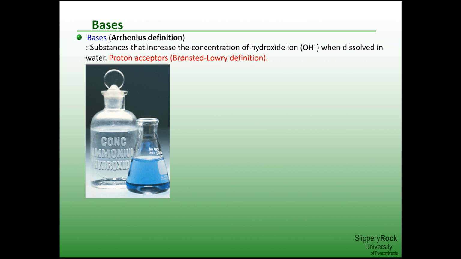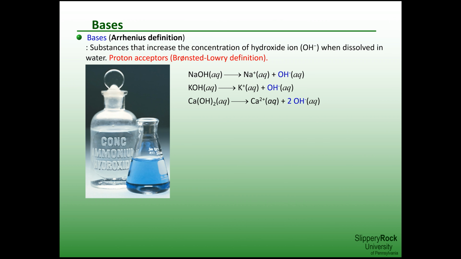Arrhenius defined bases as the substances that increase the concentration of hydroxide ion when dissolved in water. Bases are also called proton acceptors, which was suggested by Bronsted and Lowry. Sodium hydroxide, potassium hydroxide, and calcium hydroxide contain hydroxide ions and release them when dissolved in water. So they are all bases.